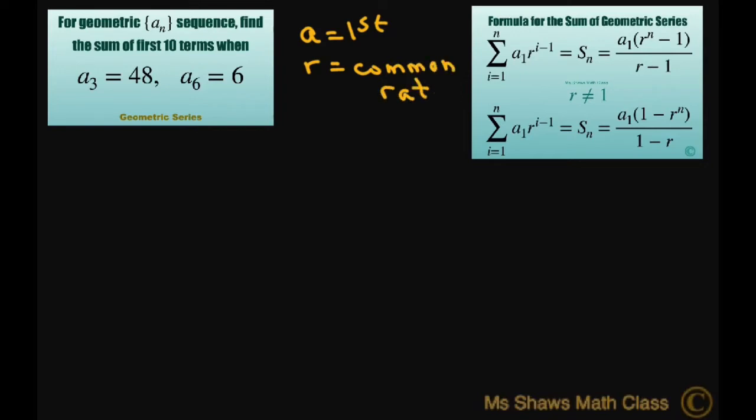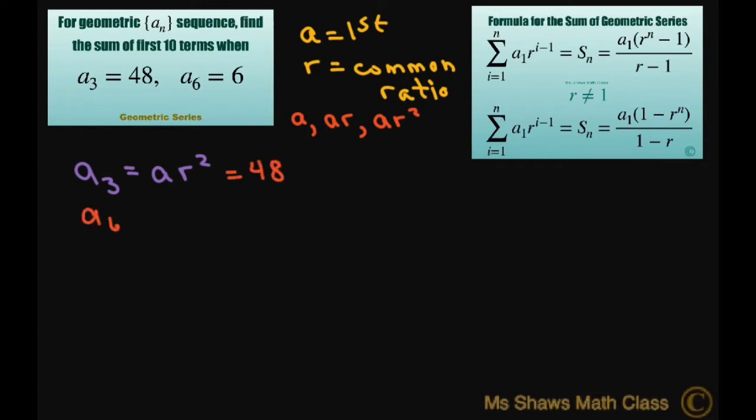So let's solve for the common ratio. A sub 3 is the same as A times R squared, right? Because if the first term is A, then the second term is A times R, because you have to keep multiplying by the common ratio, and then the third term would be A times R again, so that would be R squared, right? And this equals 48.